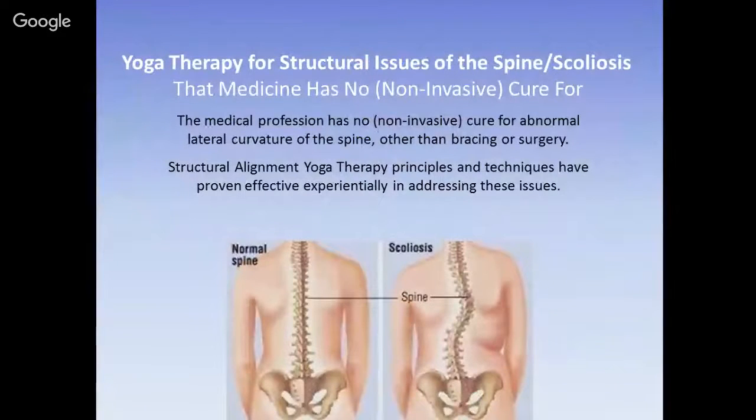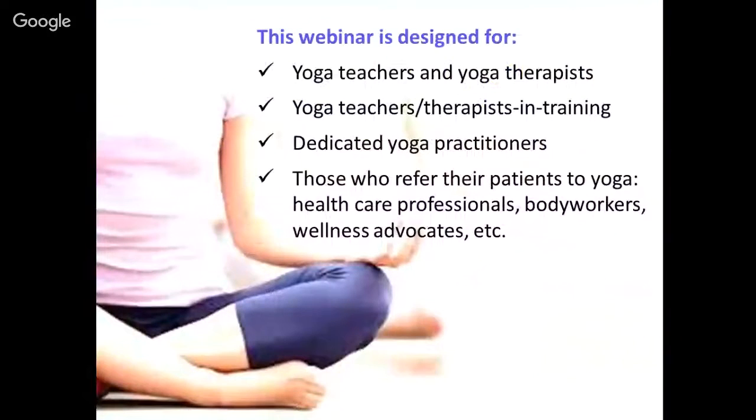So today's topic, yoga therapy for structural issues of the spine. Specifically, we're talking about scoliosis, and that medicine has no or relatively no non-invasive cure for, other than bracing and surgery. Whereas we have structural alignment yoga therapy techniques that have proven experientially very effective in addressing this condition. So this webinar is designed for you if you are a yoga teacher, a yoga therapist, or one of those in training, or a dedicated yoga practitioner, or for those who refer their patients to yoga, including healthcare professionals, body workers, wellness advocates, etc.